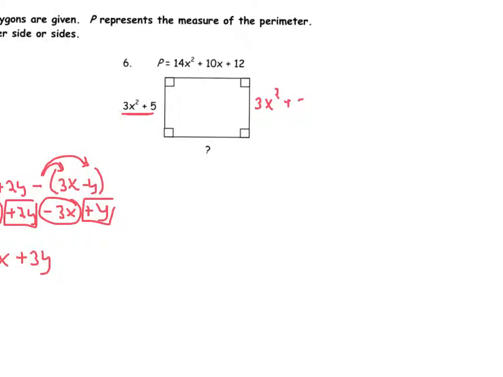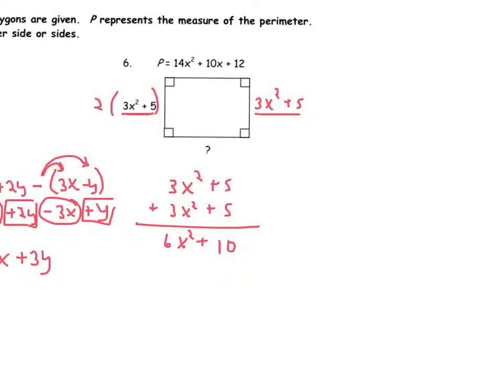So the first thing I want to do is add these two sides together, and then subtract them from the perimeter. So I have 3x squared plus 5 plus 3x squared plus 5. So I would get 10 here, and I would get 6x squared there. So I have 6x squared plus 10. The other thing you could have done is just multiplied by 2. So 2 times 3x squared is 6x squared, and 2 times 5 is 10. So that gives me those two sides.